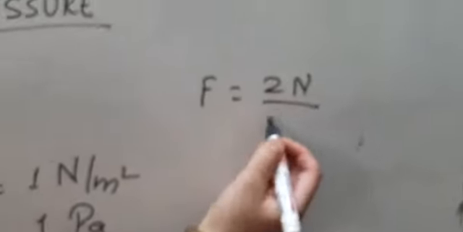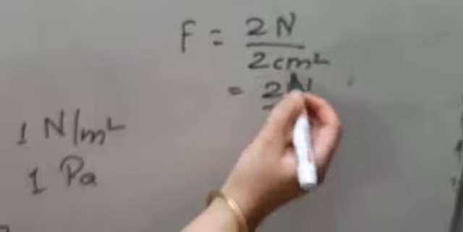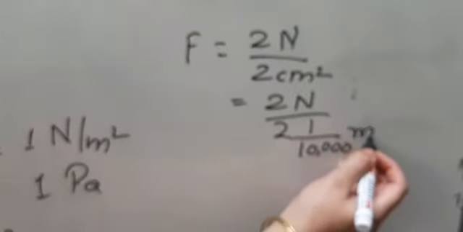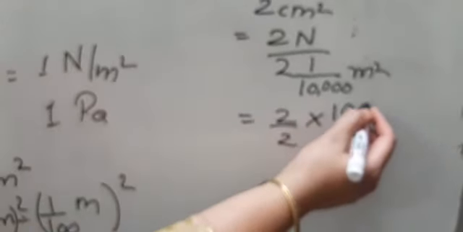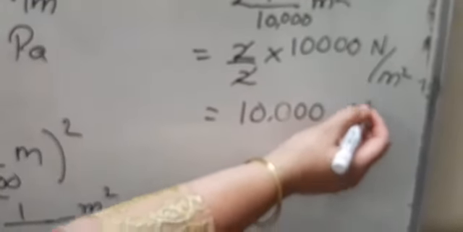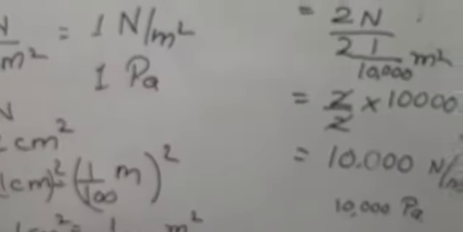Let us solve this. My force is 2 Newton, but area is 2 centimeter square. I am replacing: 2 Newton upon 2 centimeter square. In place of centimeter square, I will write 1 upon 10,000 meter square. Let us rearrange: 2 upon 2 into 10,000 Newton per meter square. So the answer is 2 ones are 2, 10,000 Newton per meter square or 10,000 Pascal. So this much for today. Next more numericals we will solve in the next class.